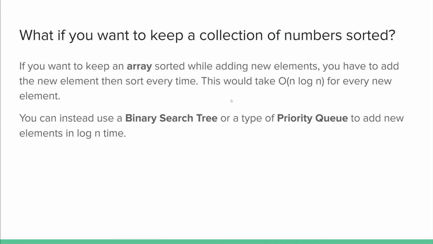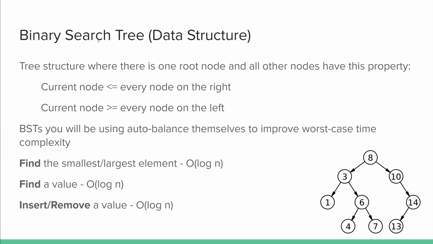So what if you need to keep a collection of numbers sorted? You could have an array, but every time you add a new element, you might have to allocate new memory and then add it in and then sort, and sorting would take n log n time. So that would overall take n log n time every time you try to add a new element. But instead, you could do something like a binary search tree or some kind of priority queue. Binary search tree is a data structure, and a priority queue, I would probably classify more as an abstract data type, but I'll talk about it.